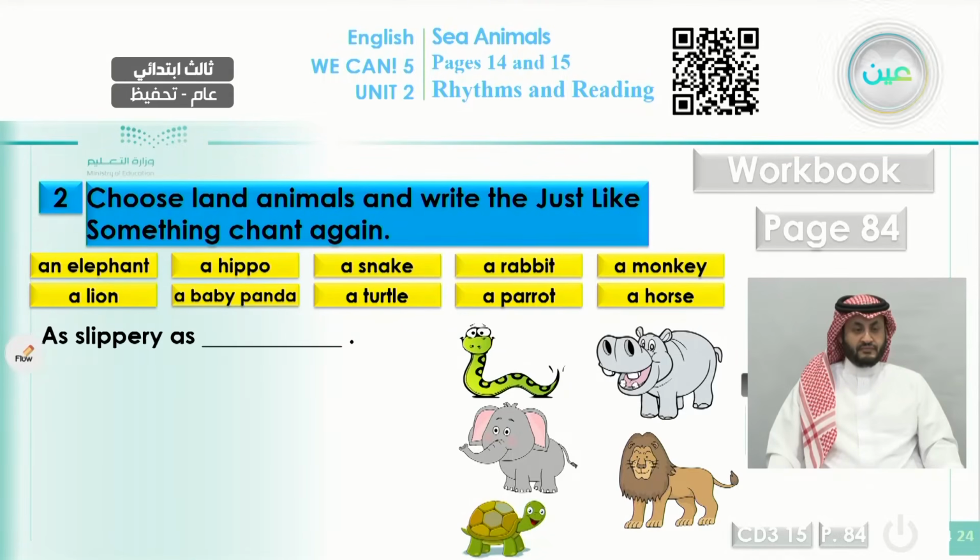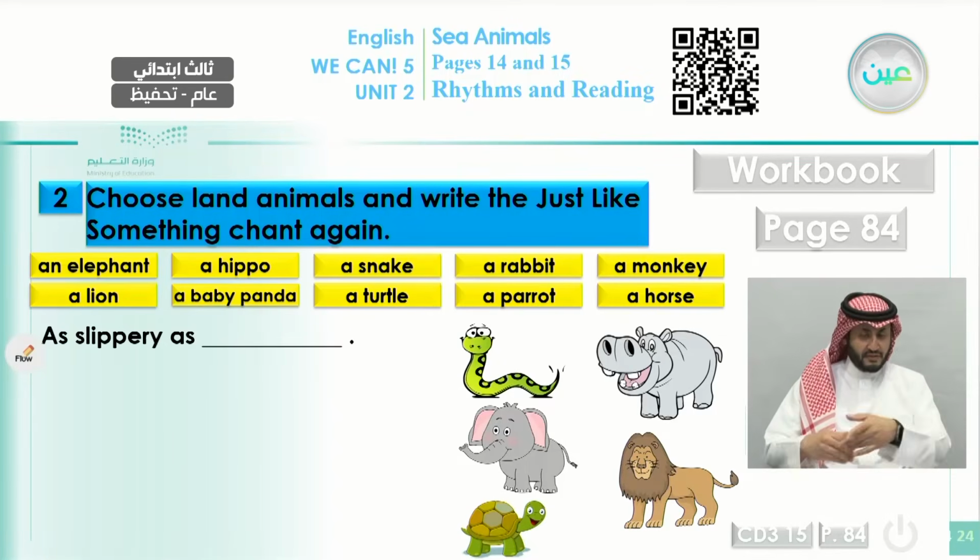Exercise 2. Choose land animals and write the just like something chant again.